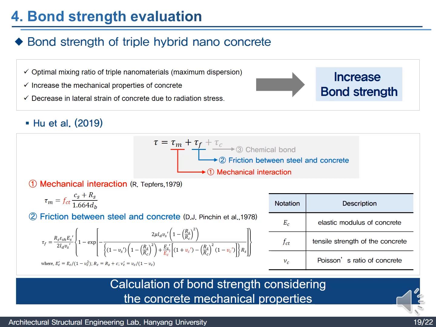Hu et al. combined the mechanical interaction equation proposed by Tepfers and the friction equation proposed by Timoshenko and Goodier to propose the following bond strength equation. This formula can calculate bond strength by reflecting the mechanical properties of concrete such as tensile strength, modulus of elasticity, and Poisson's ratio.